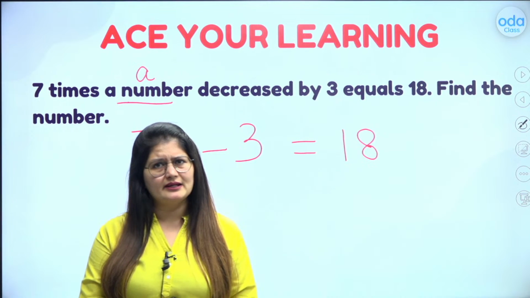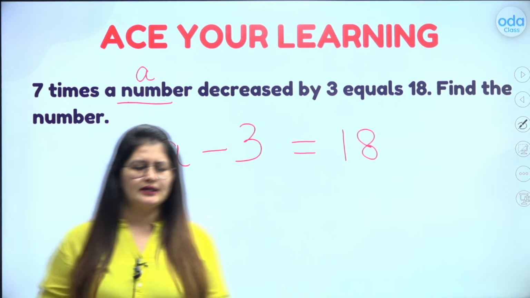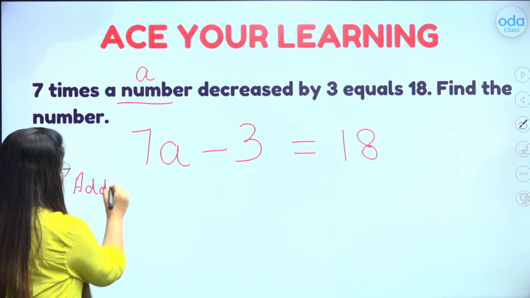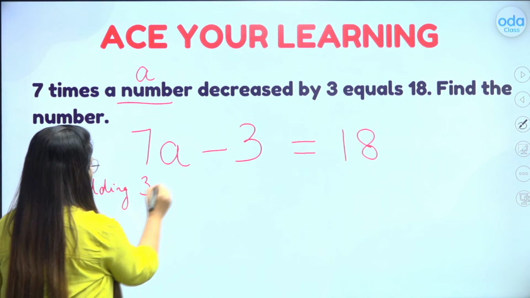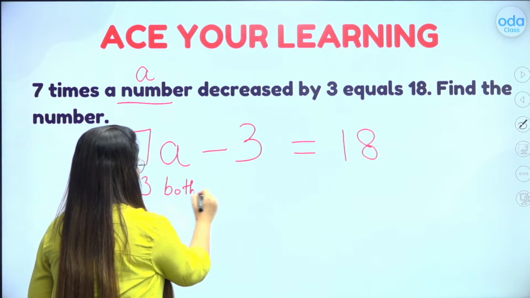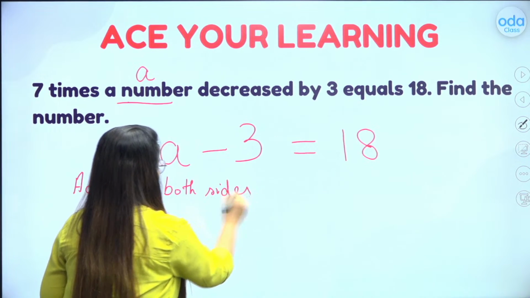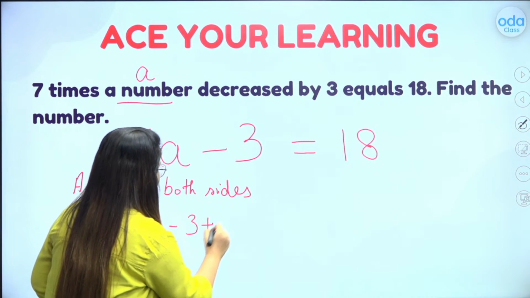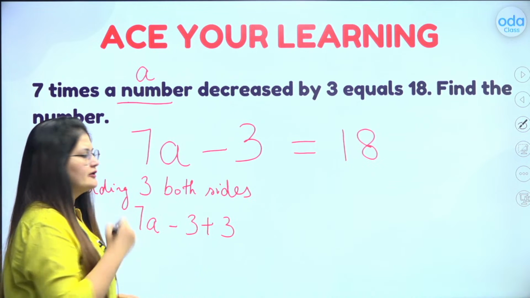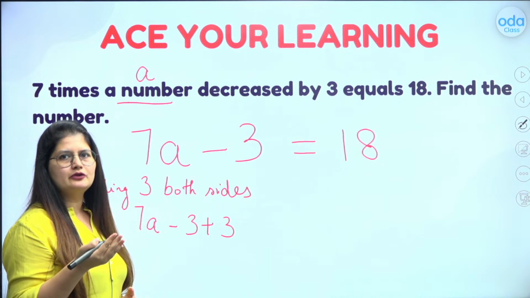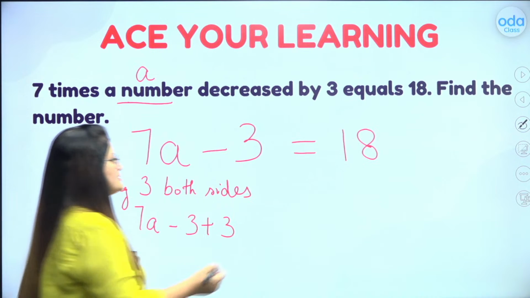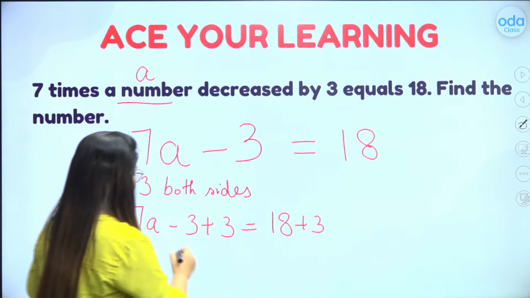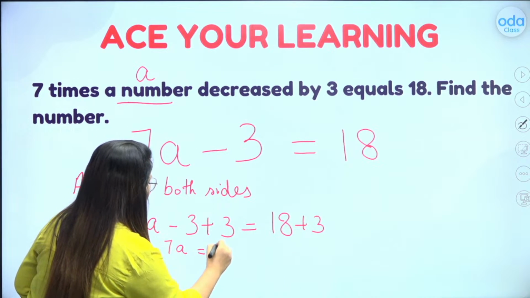Let's do it with the balancing method, right? So we are going to add 3 both sides. What are we going to get? We will get 7a minus 3 plus 3. The method that we are using here is the balancing method, that means we add the same number on both sides. So that is going to be 18 plus 3, and here we will get 7a is equal to 21.